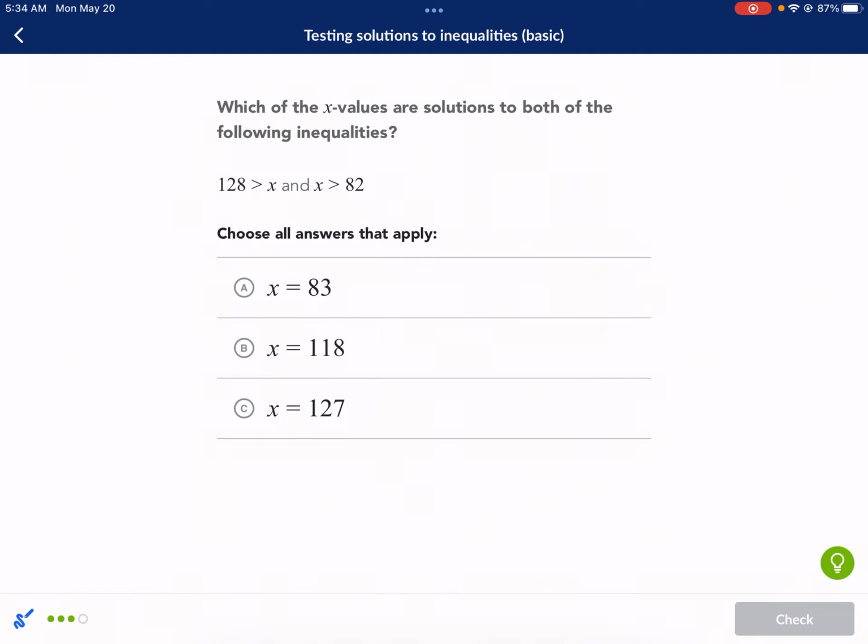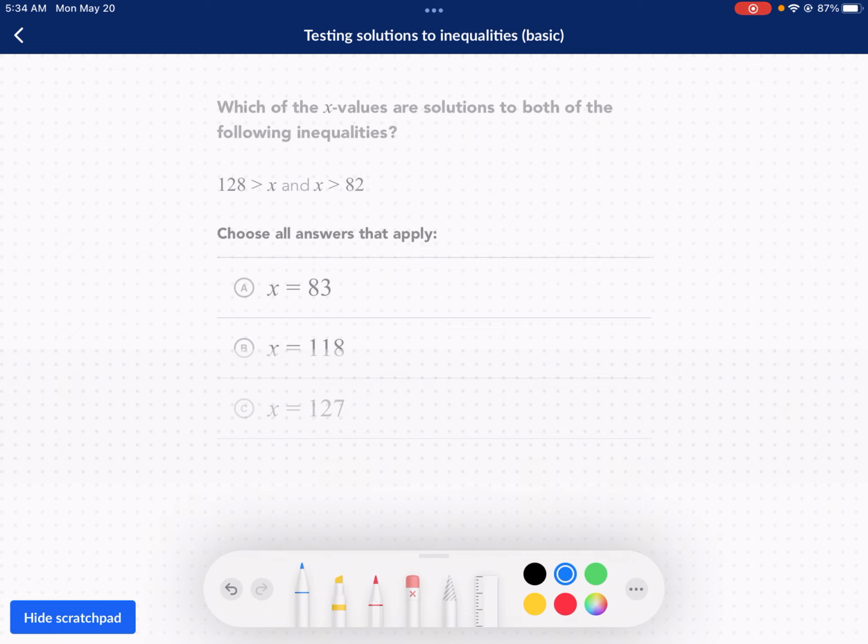Okay, now this one is a compound inequality. So that's why it wants it to have solutions to both. So we need something that is both. Again, I like to do it where x is on the left. x is less than 128. It's eating the number, so it needs to stay eating the number. And then x is greater than 82.